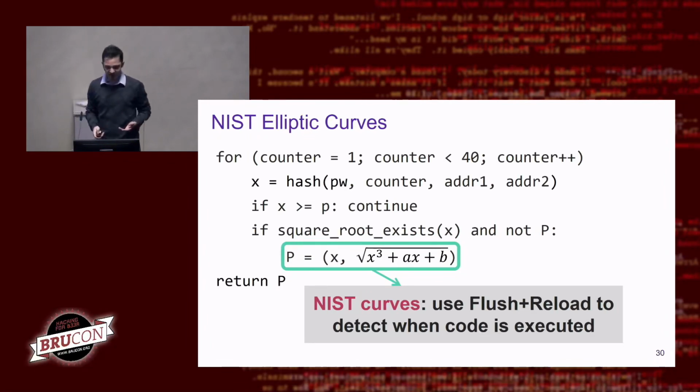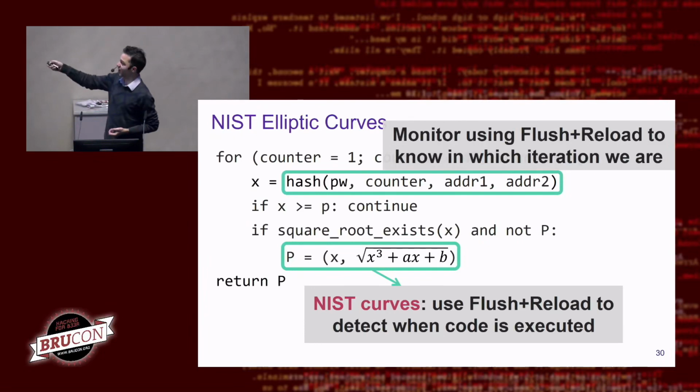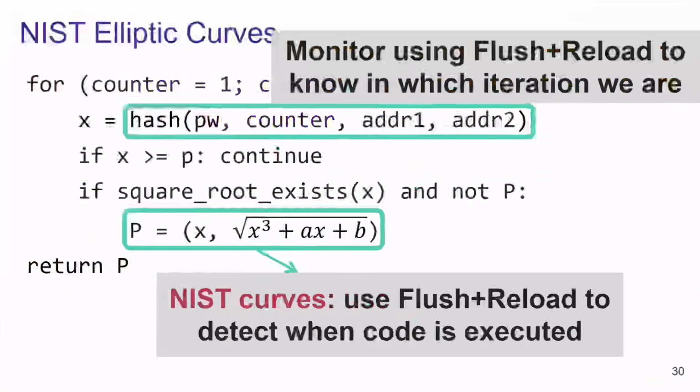Well, our solution here is to also use Flush+Reload to monitor how many times the hash function here is executed as well. And essentially, we use that as a timer to know in which iteration we are. For example, using Flush+Reload, we can determine the first time that this hash function was executed, and we can also detect the second time. And we can then check whether, between the first and second execution, this code was executed as well. To summarize, this will allow us to determine whether a solution was found in the first iteration or not.